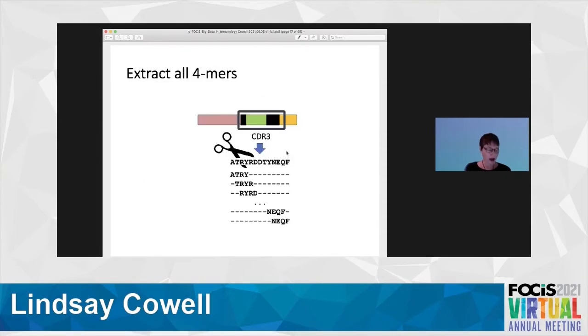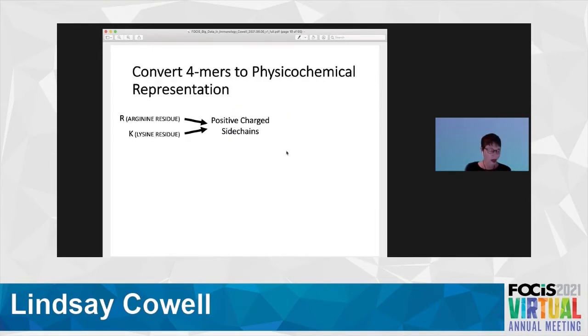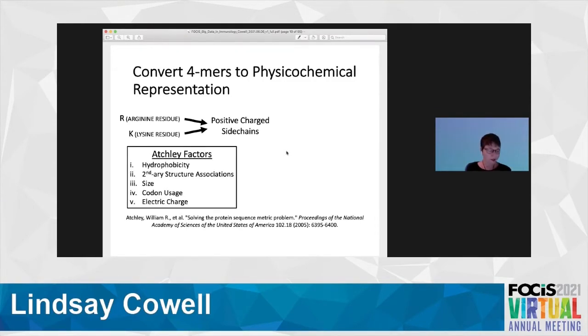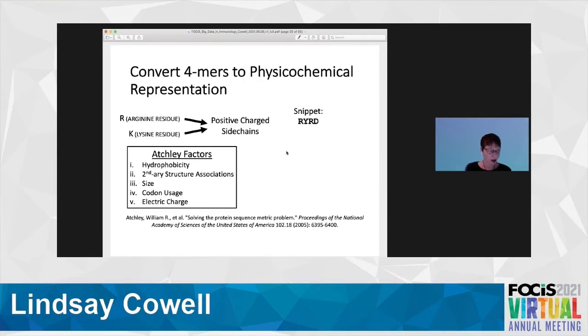So just more concretely, we extract all the snippets of length 4 from all the CDR3 sequences in each sample. And then we convert the amino acid sequence of the snippets into a physicochemical representation. And this is an important component of our method because we believe this enables us to capture the physicochemical similarities between distinct amino acid sequences that may be allowing different amino acid sequences to interact with the same antigen. So for example, arginine and lysine both have positively charged side chains. So we use Atchley factors for the representation, and there are 5 Atchley factors that roughly correspond to hydrophobicity, secondary structure association, size, codon usage, and electric charge.